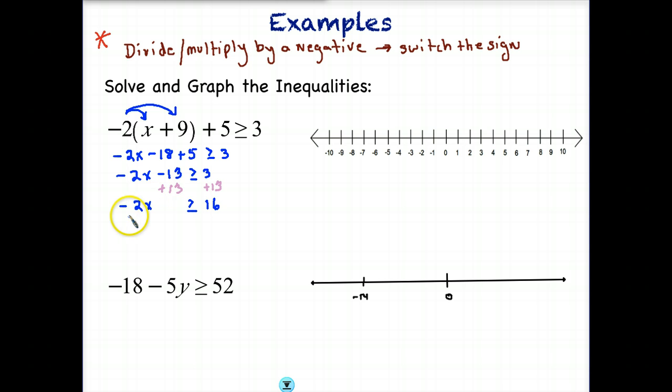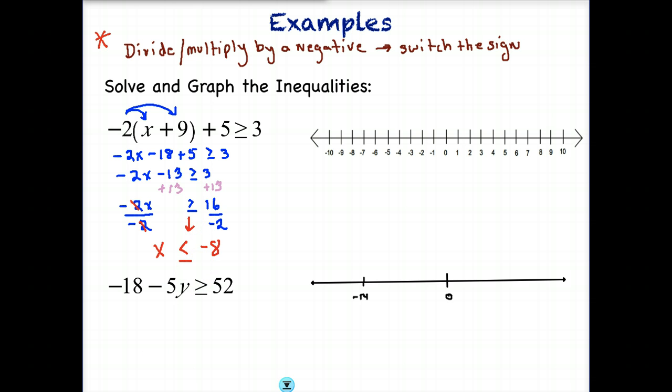Okay, our final step then is to divide both sides by a negative 2, and this should ring a bell in your brain right now. We are dividing by a negative, and if you remember that note on top with the star, anytime you divide or multiply by a negative, let's take our sign and let's flip it. So now we have a less than or equal to. On this side we are left with x, and on the right side we are left with negative 8. Okay, that's our final answer, and we remember to flip our sign right here.